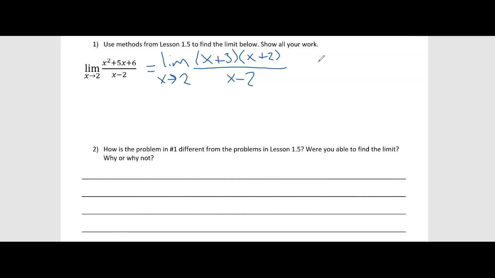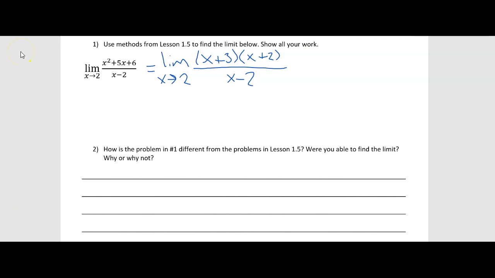So maybe we have to think back a couple lessons further. If you ran into this problem, how could we still evaluate this limit? Do we have any tools in our toolbox left to try to come up with an answer here? Take a couple minutes to think about it, and then we'll talk about some possible solutions.